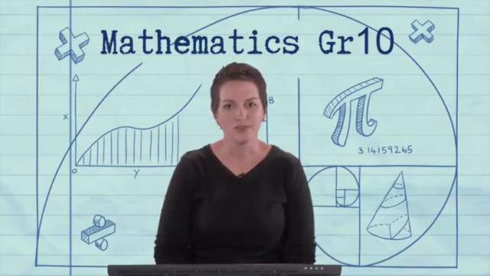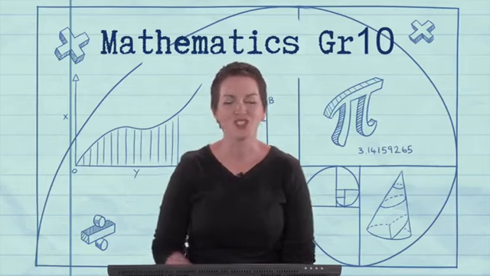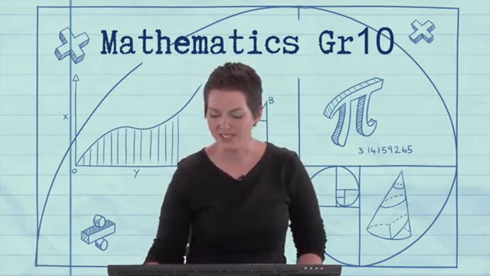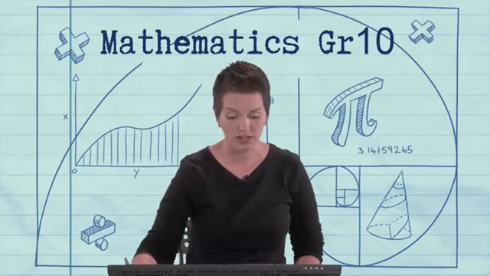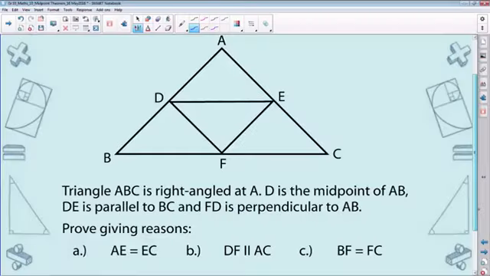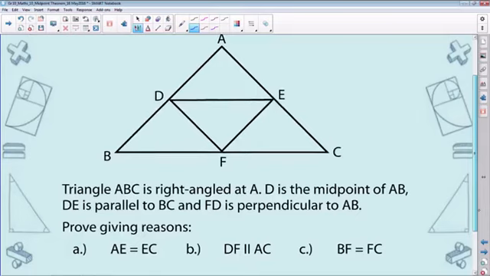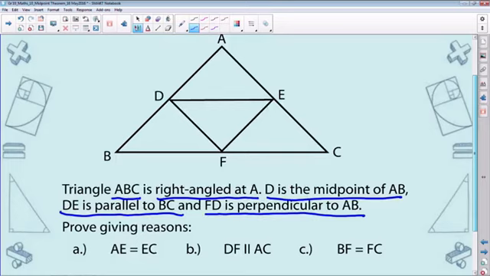Okay, with that pep talk, it's now time to look at a question that we can do together. And this one has a picture of a triangle with a triangle on the inside. And it says triangle ABC, D is a right-angled triangle at A. D is the midpoint of AB. DE is parallel to BC, and FD is perpendicular to AB.